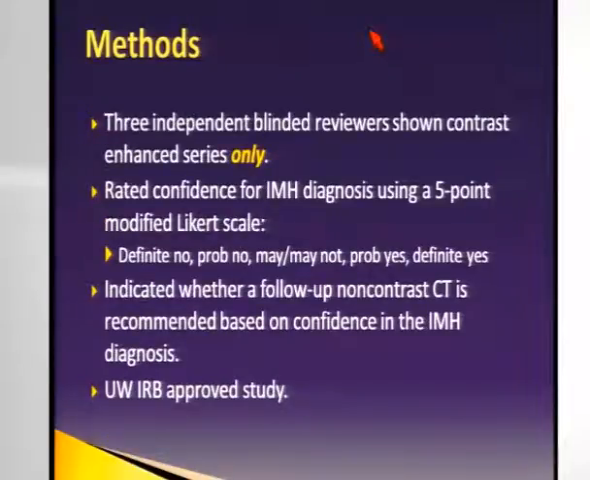So 3 independent blinded reviewers looked at the contrast-enhanced images only, and for detection of intramural hematoma, aortic dissection, and penetrating atherosclerotic ulcer. And for intramural hematoma specifically, they were asked to give a 5-point scale of their confidence. So 1 would be definitely no, and then 5 would be definitely yes, and then there's some probable or maybe between. And then we also asked them to indicate whether they would order a follow-up non-contrast CT based on their confidence in the diagnosis.